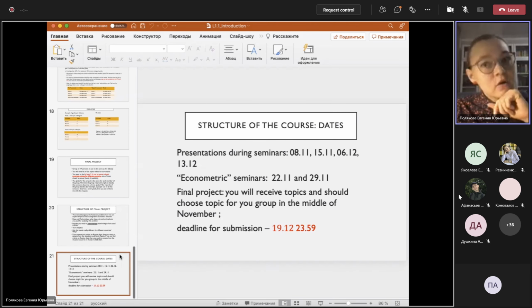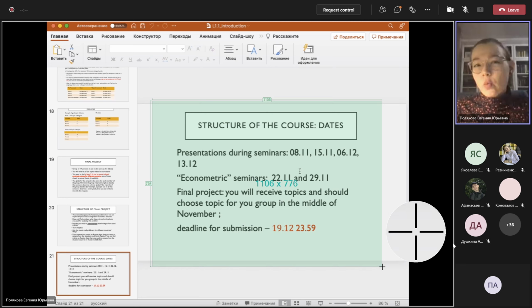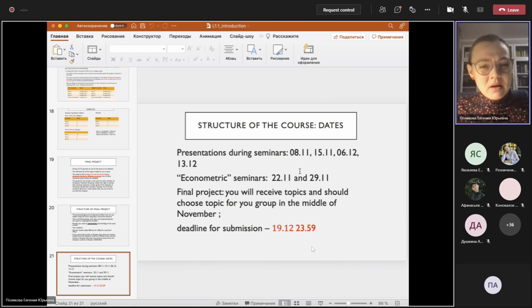Okay, about the dating of the course structure. Presentation during seminars, I mean debates, your presentation of your ideas, on the same date as you can see. Econometric seminars will be in the middle, and then we start. Why do I not write the date for the 1st of November here? Because I don't know whether you have lectures and seminars on the 1st of November.